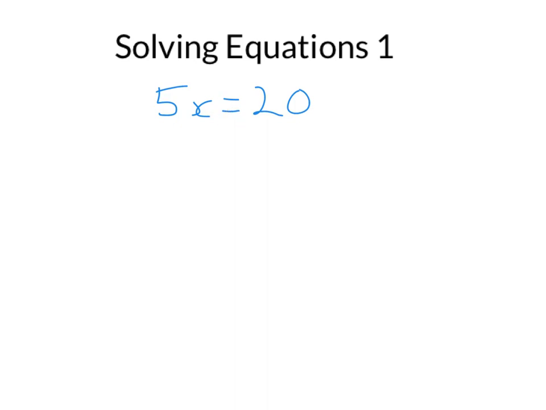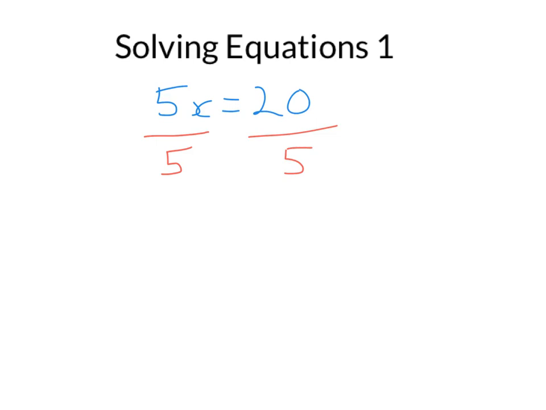Now, in order to solve an equation like this, what we want to do is find the true value of x by itself. So we already know that 5x is equal to 20. To find 1x, what we're going to do is divide this side by 5. Now in algebra, whatever you do to one side, you have to do to the other side. So that means we're going to divide the other side of the equation by 5 as well.